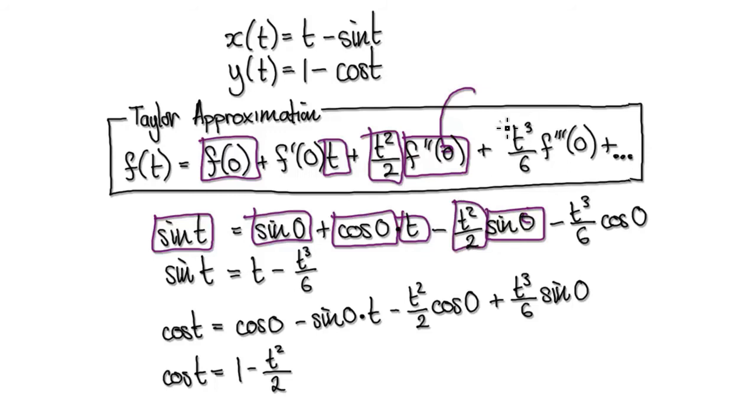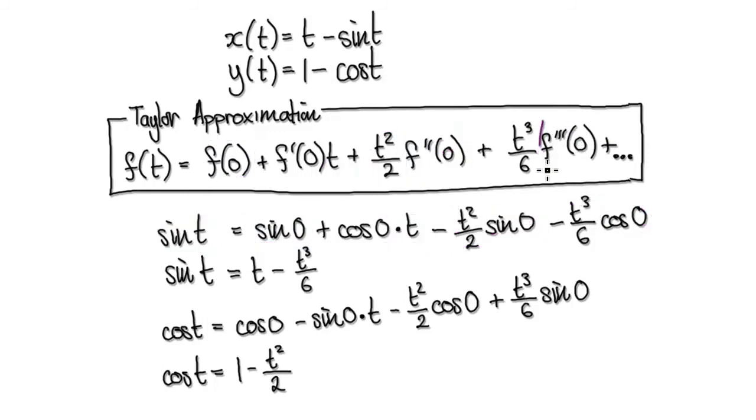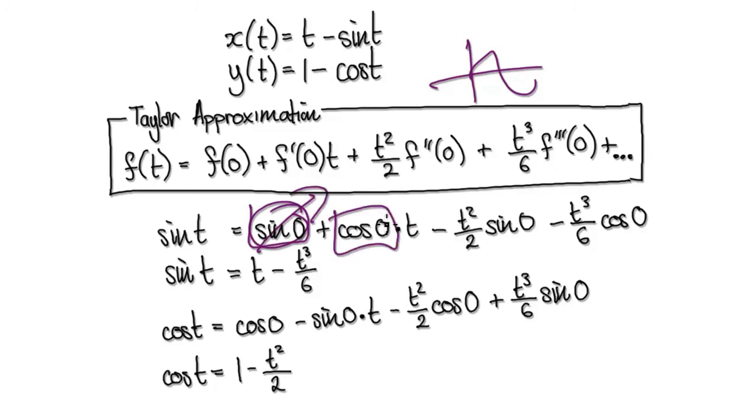Now let's look at the fourth term. The fourth term would be taking the third derivative, which will be cos, and then evaluating it at 0. So this block here will be this, and then you've got this thing here, which would be this. So sine of t, if you tidy this up, sine of 0 will be 0, so this thing here disappears. Cos of 0 will be 1. So that's why you've got this t here.